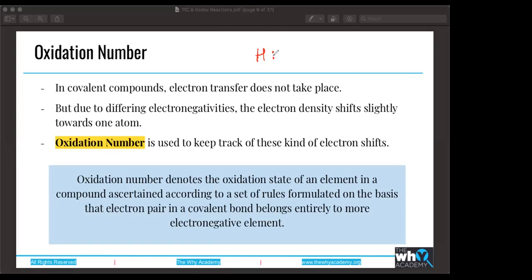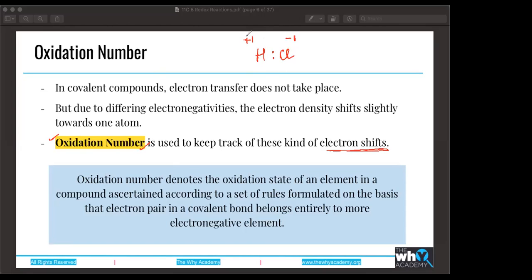So we know HCl, right? Now, the concept of oxidation number is basically a hypothetical number. It is used to keep track of electron shifts. Okay, so oxidation number is assigned, like if we have HCl, we say that the oxidation number of hydrogen in HCl is +1 and the oxidation number of chlorine in HCl is -1.